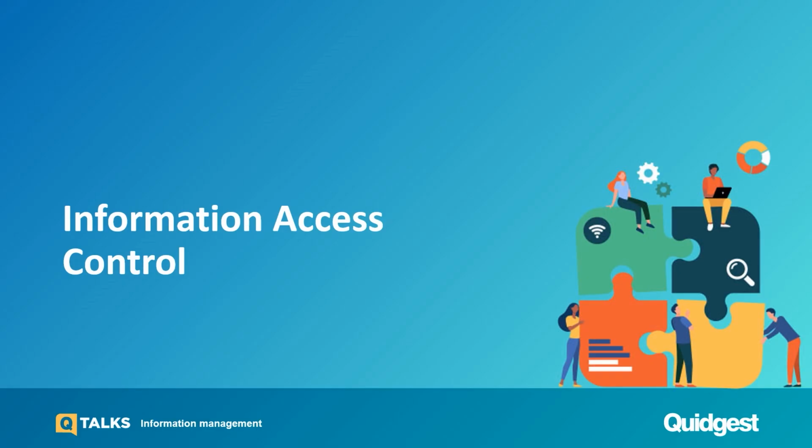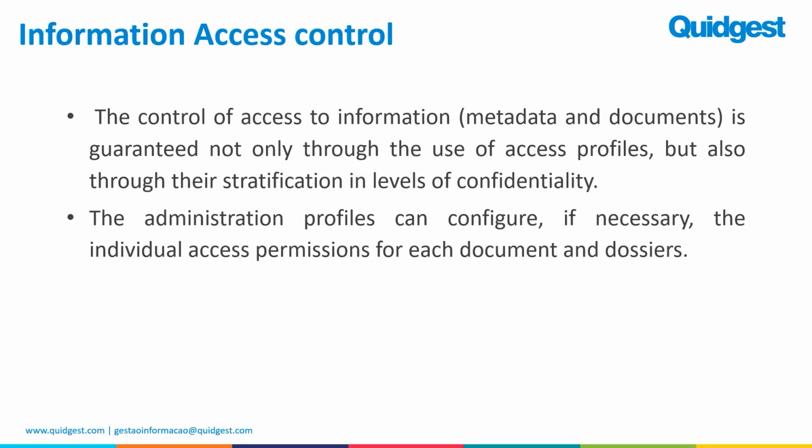I'm just going to go into a little more detail on information access control, because for this project it was particularly important. We want to ensure that access not only to the document itself, but to all the metadata that the document has is guaranteed, not only by access levels, but also by different levels of confidentiality of each document. So ensuring there's a stratification of those levels. Also ensuring that admin roles have the possibility to configure, if necessary, individual access permissions for each document or process/dossier.